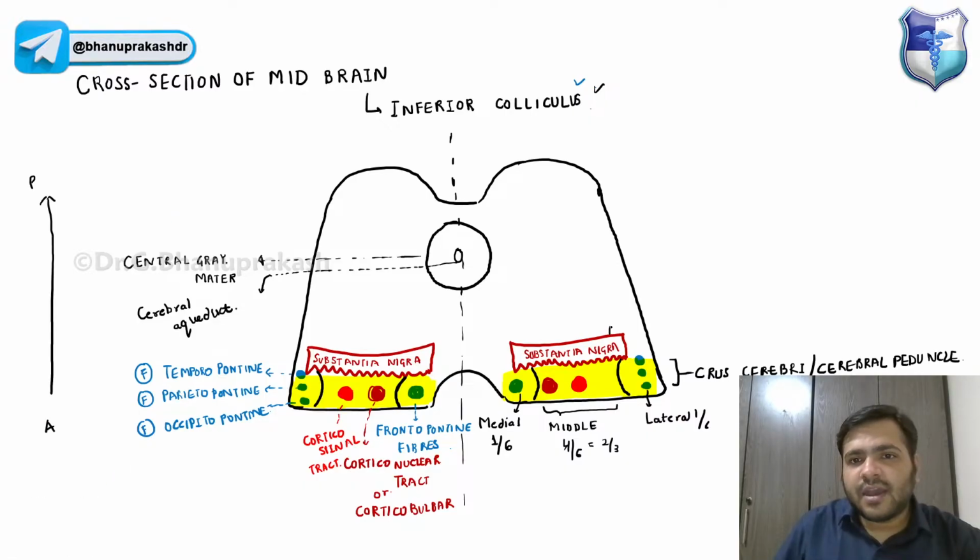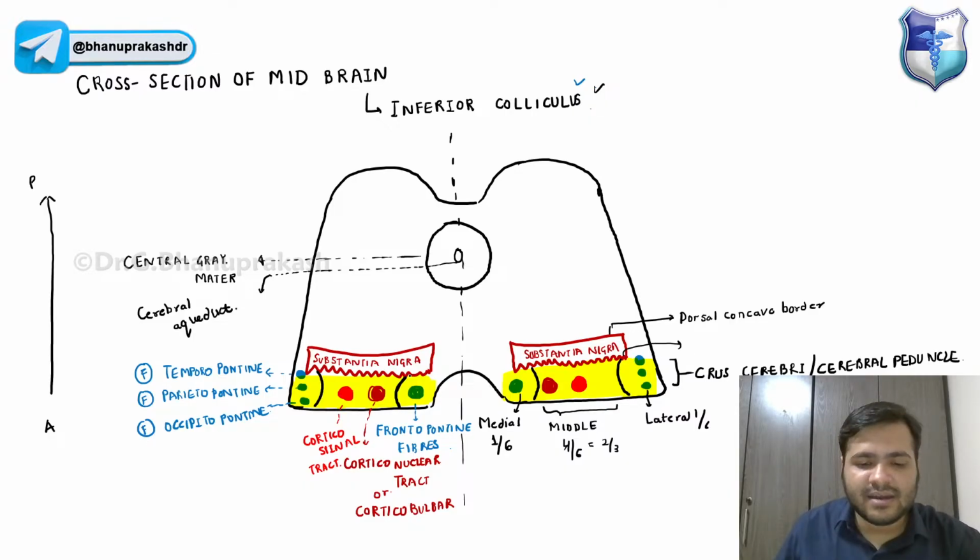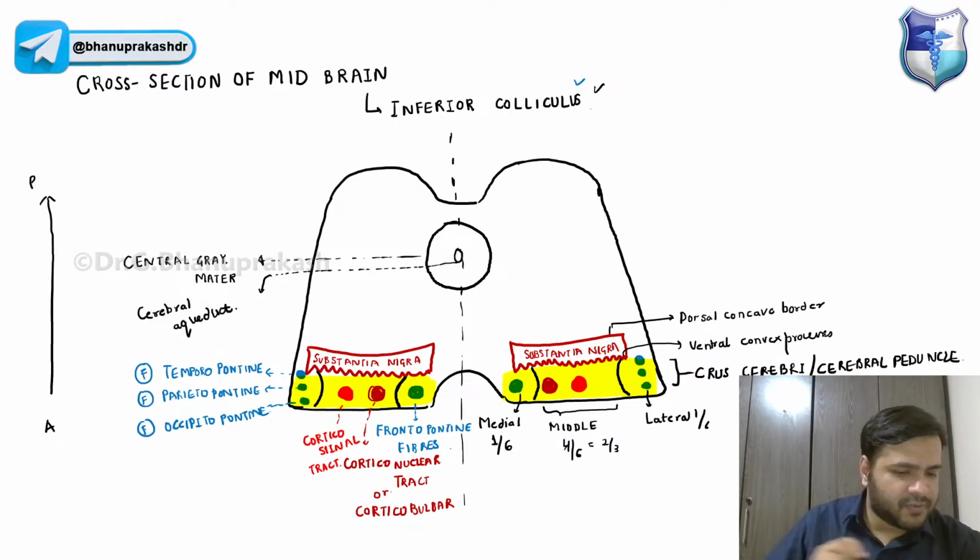This part which I am drawing over here is basically the dorsal, posterior part of the substantia nigra. So I can simply call it the dorsal concave border of the substantia nigra, and anteriorly we have these projections, these processes. So we have a ventral convex part with processes.